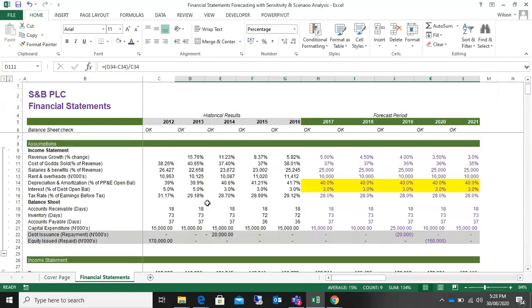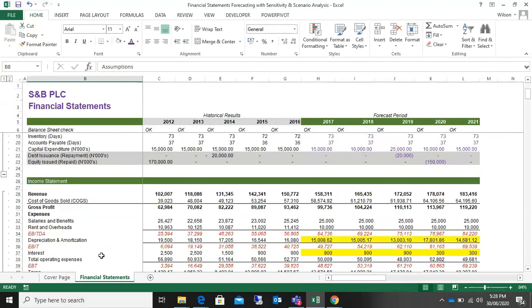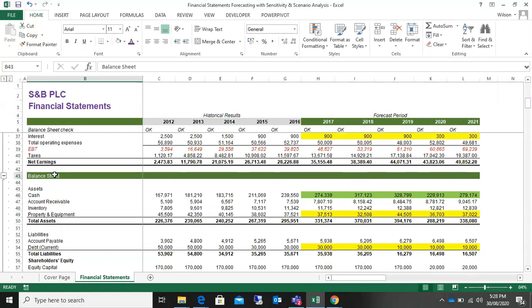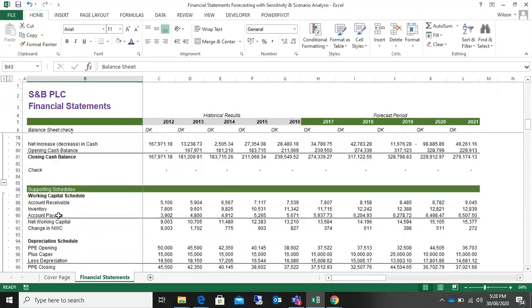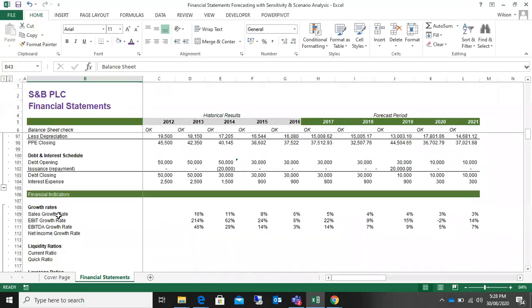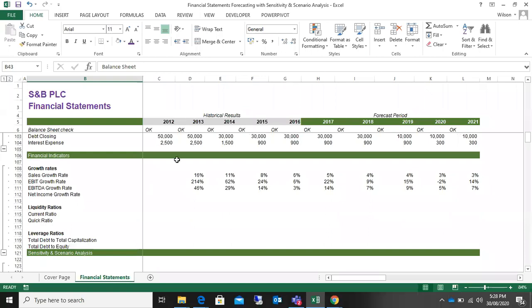When you are preparing a financial model, the standard way to do that is at the top, you have your assumptions, followed by your income statement, followed by your balance sheet, followed by your cash flow statement, followed by your supporting schedules, and lastly, financial indicators and sensitivity and scenario analysis. So please ensure you follow this step by step. And if there's anything you don't understand, please ask. We always emphasize the need for you to ask questions. All right.